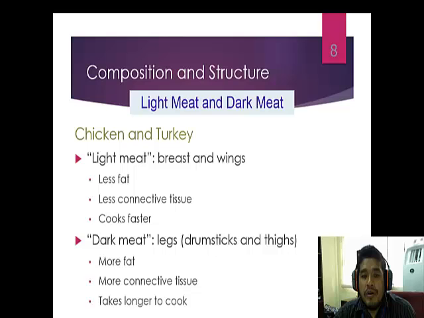Dark meat is the area of the legs, drumstick, and thigh. It has more fat and more connective tissue. It takes longer to cook, and definitely if you are cooking a dish using the whole chicken, the way for you to know that the food is ready to serve is by looking at the dark meat, because dark meat takes the longest time to cook. You have to make sure that it is cooked, meaning that the whole chicken in the dish is ready to be served and not raw.